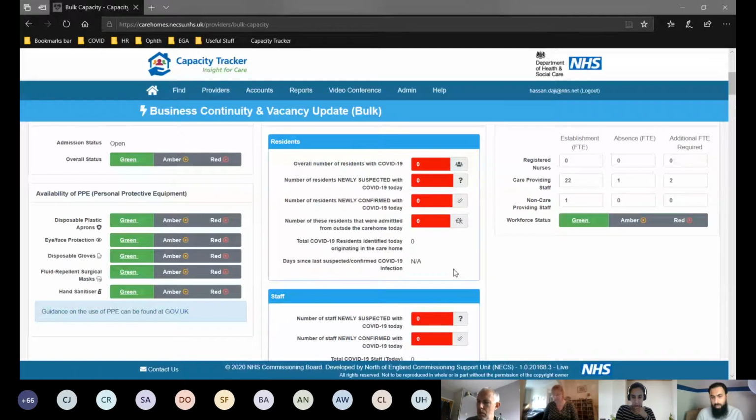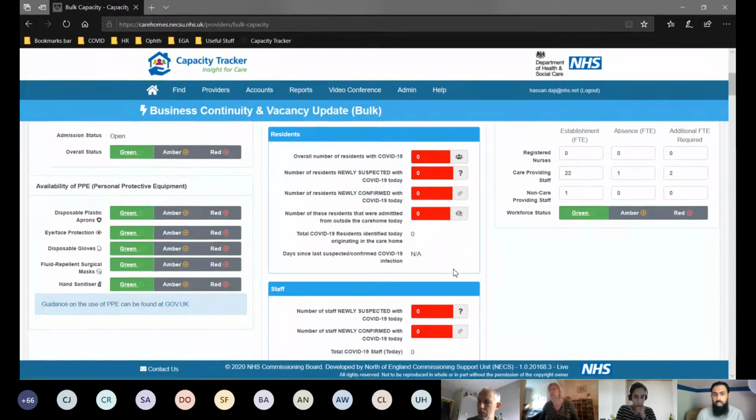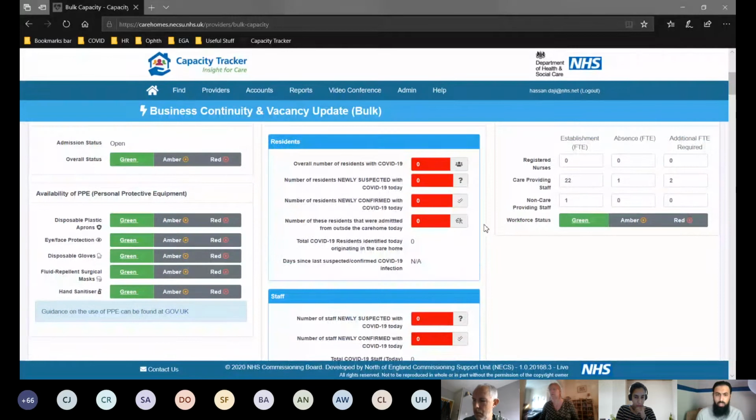They're around suspected and confirmed COVID-19 cases. So whether or not they've had a test, they will still be required to be inputted into the system. And in terms of the outbreak, we've had a couple of conversations recently around what constitutes an outbreak. 2 suspected or 2 confirmed COVID-19 cases is an outbreak. So it could be 1 suspected, 1 confirmed as well, but it's got to total 2.